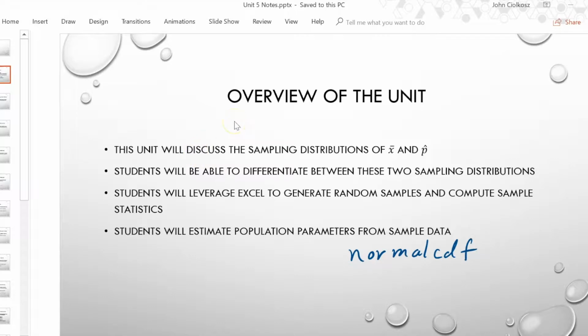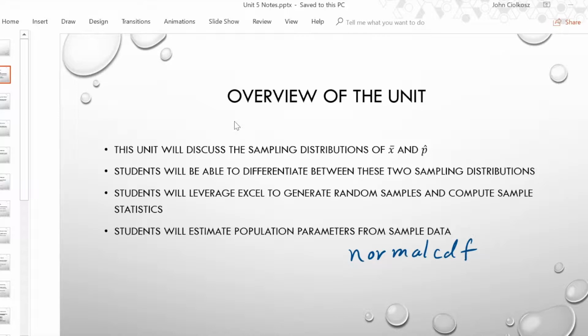Okay, so kind of an overview for the unit here. This unit will discuss the sampling distributions of X bar and P hat. The key idea here is we're working with means and we're working with proportions. Some of the big ideas here is we're going to have to differentiate between these two sampling distributions. So being able to read the context of a scenario or a problem and know which one we're working with, because the techniques will vary a bit.